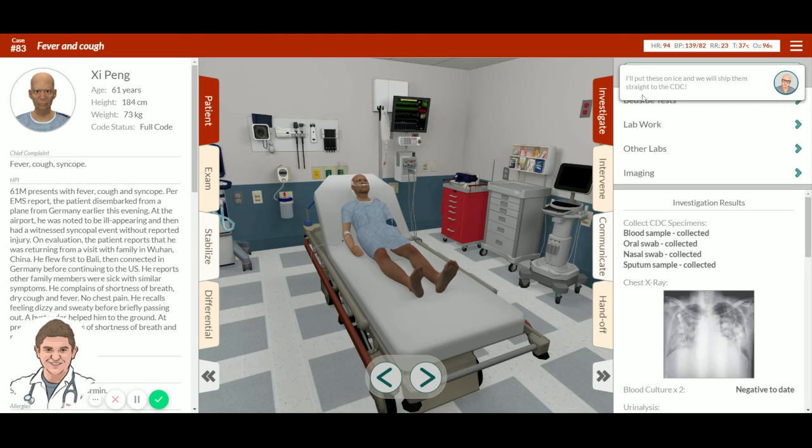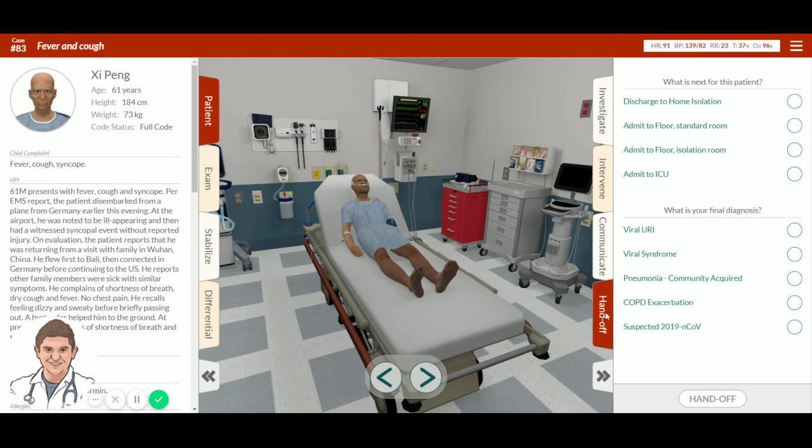And so your nurse says, thanks a lot. We'll put these on ice. We'll ship them straight out to the CDC. And now, the last piece, diagnosis, disposition. What are you going to do with this patient? What do you think is going on?